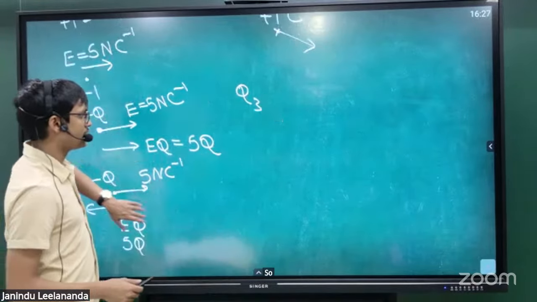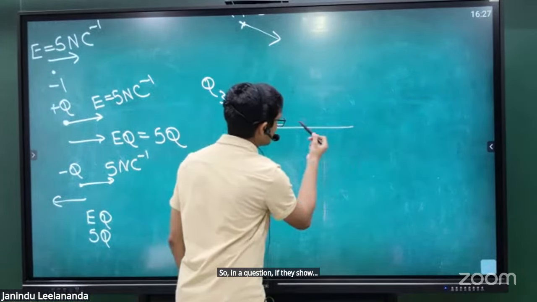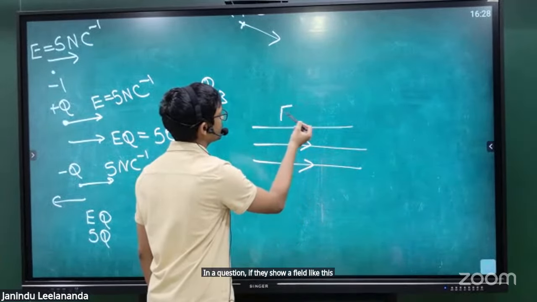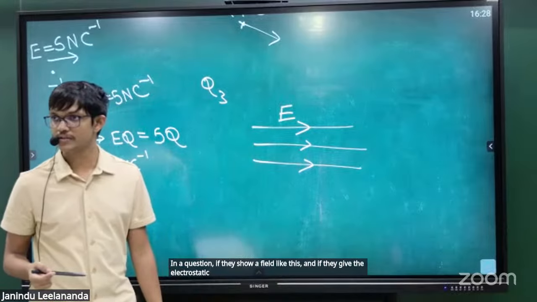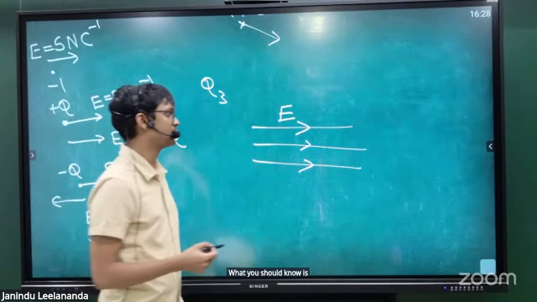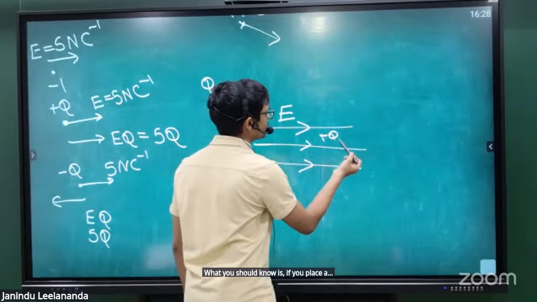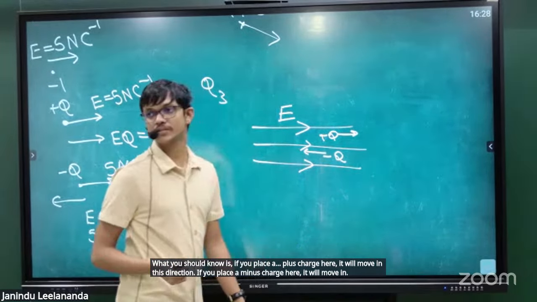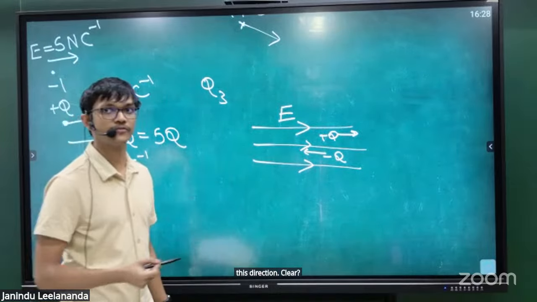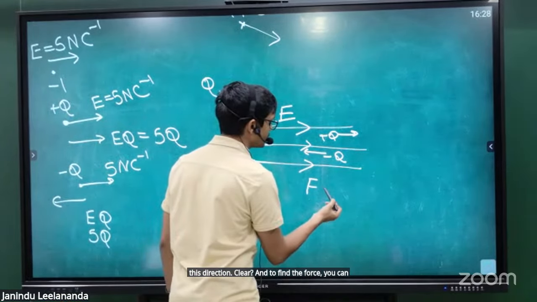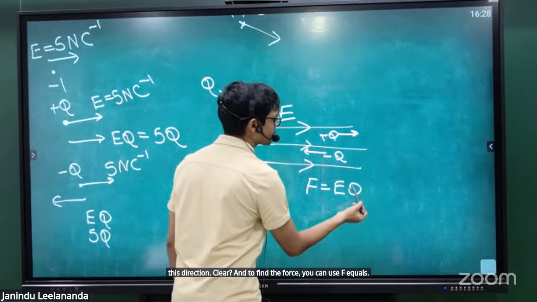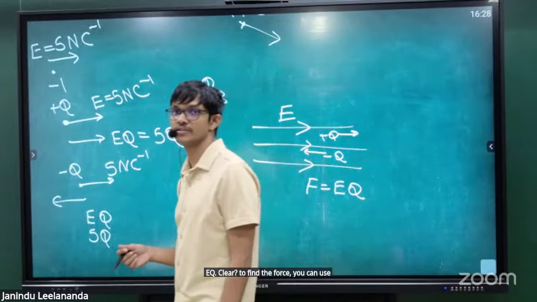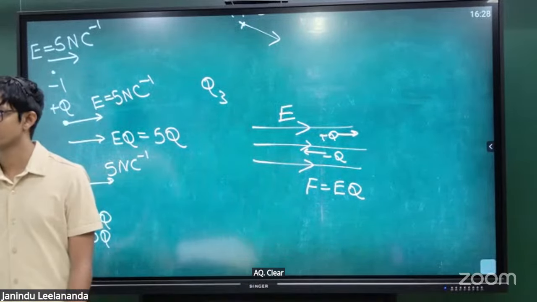So in a question, if they show a field like this and if they give the electrostatic field intensity E, what you should know is if you place a plus charge here, it will move in this direction. If you place a minus charge here, it will move in this direction. Clear? And to find the force, you can use F equals EQ. Clear? That's how it works.